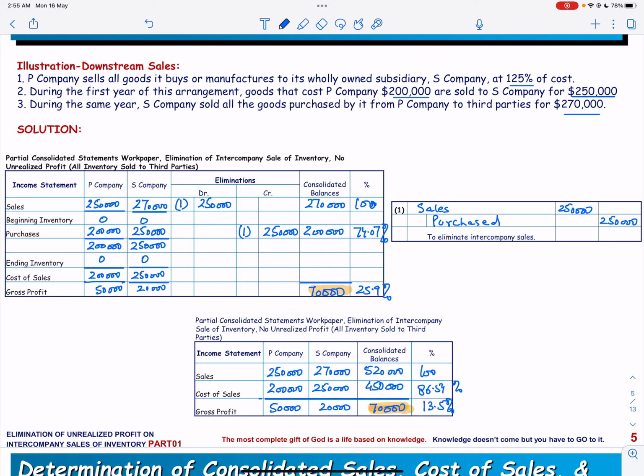Now, since both sales and purchases would be overstated by the same amounts, consolidated net income is not affected by the failure to eliminate intercompany purchases. However, a number of financial ratios based on sales revenues would be distorted if the eliminations were not made.